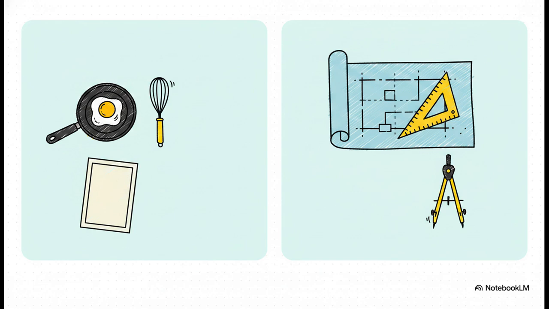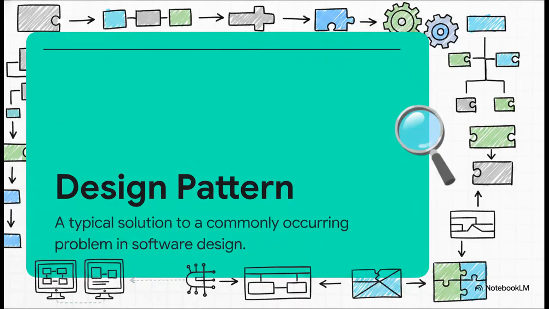But a design pattern, that's more like a blueprint. It's a high-level, super flexible description of a solution. A blueprint tells you, hey, this house needs a solid foundation and load-bearing walls, but the exact order you build it in or what specific wood you buy, that is entirely up to you and the specific realities of your project. So the key takeaway here is that a design pattern is a typical solution to a common problem.